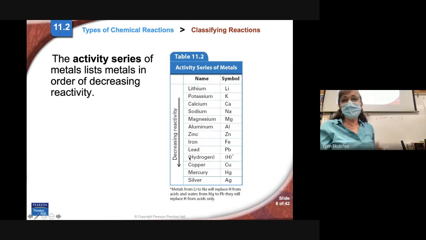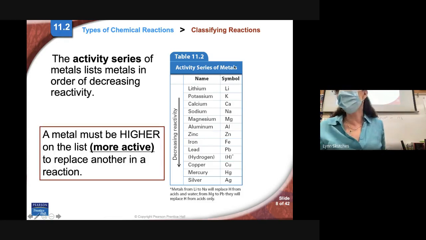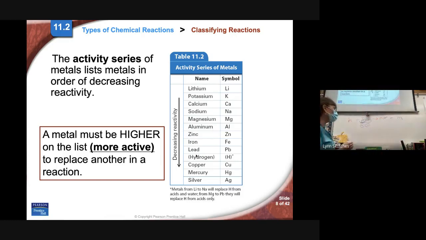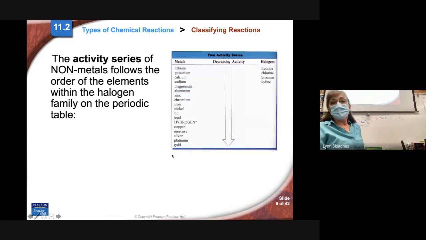Now, it's activity series of metals, but hydrogen's on there, and hydrogen is not a metal except that it does what metals do and forms a cation. So that's why hydrogen's on there. It can bump some metals off of some compounds, but not many. All right. The highest on the list is the most active. The lowest on the list is least active. And you'll see down here copper, mercury, silver there at the bottom. Below them on this one, below silver, is platinum and gold.